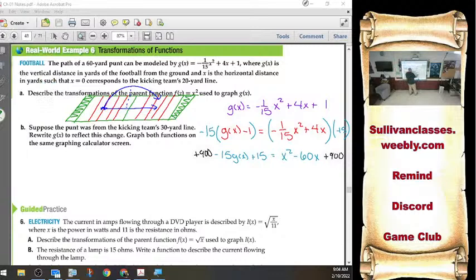So now I have negative 15 g of x plus 915 is, now I can write this as a binomial squared. It's always x plus b over 2, so x minus 30, the quantity squared. Now go and get g of x by itself, back where it's supposed to be. Subtract 915.